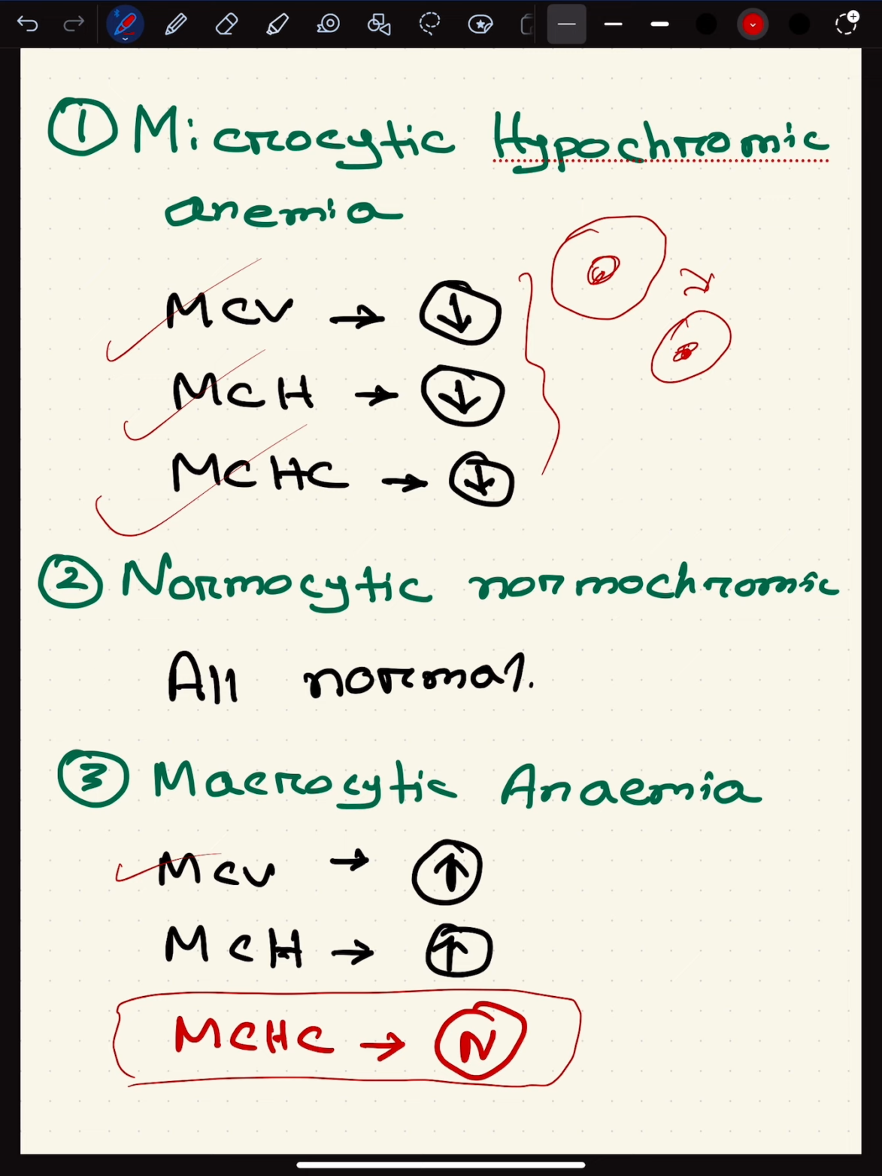What about macrocytic anemia? The MCV will be increased. What does it mean? The cell is bigger, so the volume has increased, so MCV will be increased. MCH, mean corpuscular hemoglobin, as I have told you: you have a big bottle, so you will get more water. So MCH will increase. But I have written this in red color: MCHC, or the degree of filling, is normal.